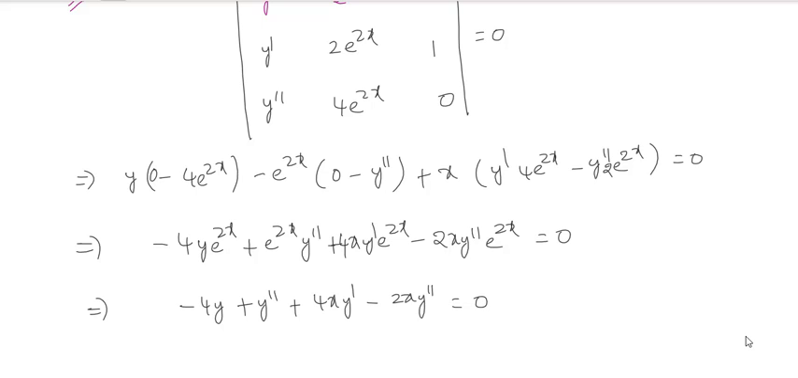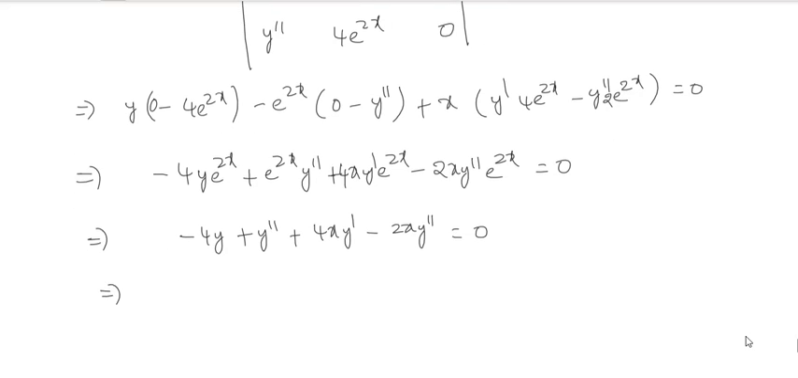If I take e to the power of 2x as common outside, then you have this one. Now let me take y double dash as a common factor here, because in this you will have this. So if I take y double dash as common, I will have 1 minus 2x, plus 4x y dash, minus 4y is equivalent to 0. So this is the differential equation you will have.